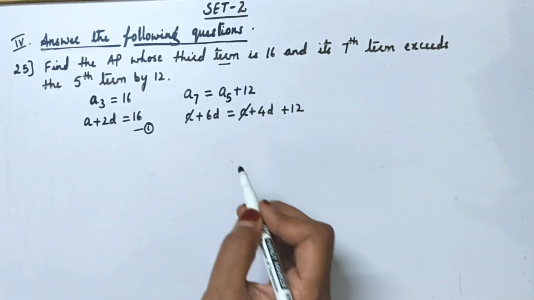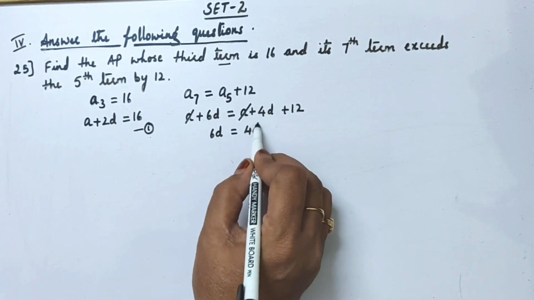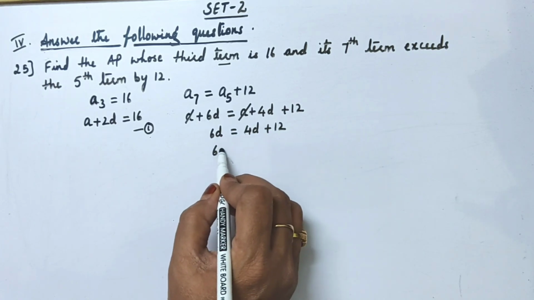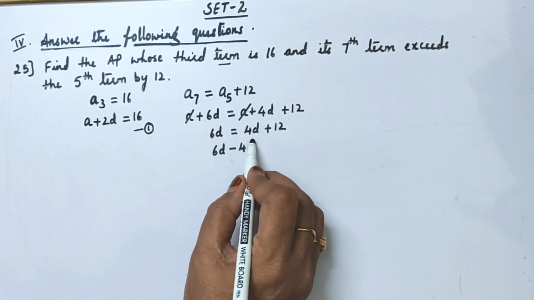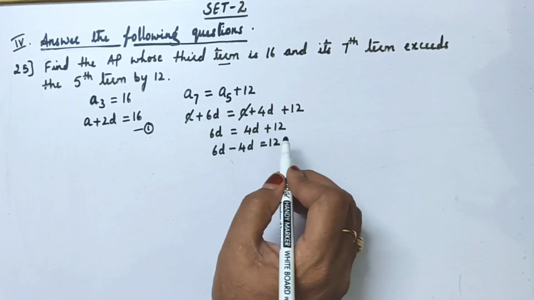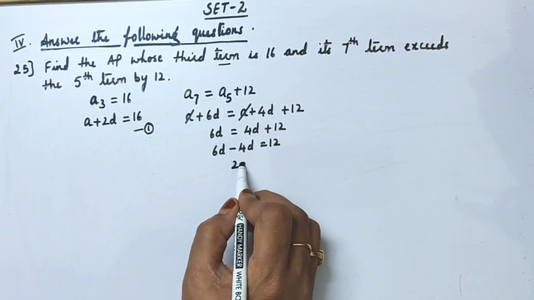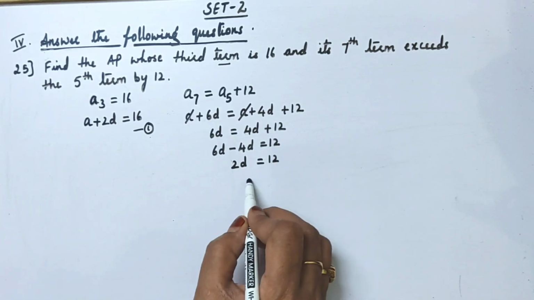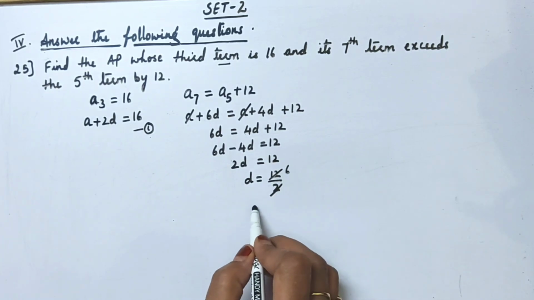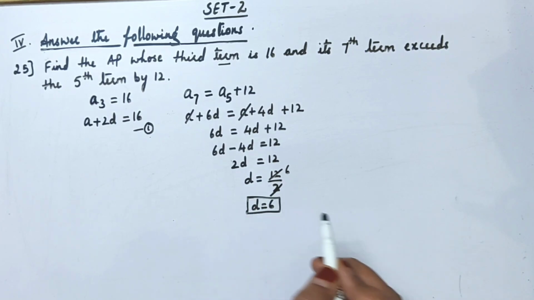A and A will get cancelled on either side. We have got 6D equals 4D plus 12. Let me take this 4D to the left side: 6D minus 4D equals 12, because we need to arrange like terms to one side and the constant to the other side. Now 6D minus 4D will be 2D equals 12. So D equals 12 upon 2. 2 sixes are 12. D equals 6. So we got the value of D equals 6.